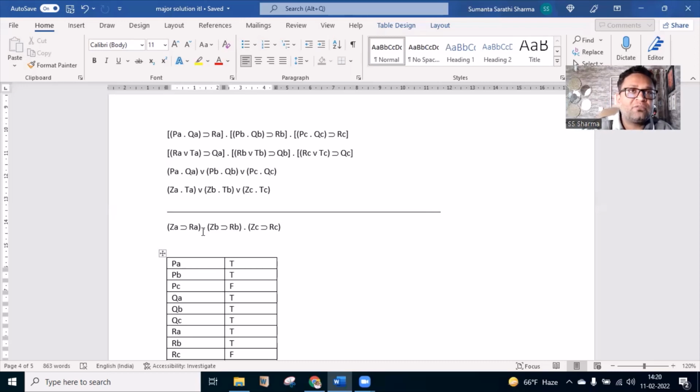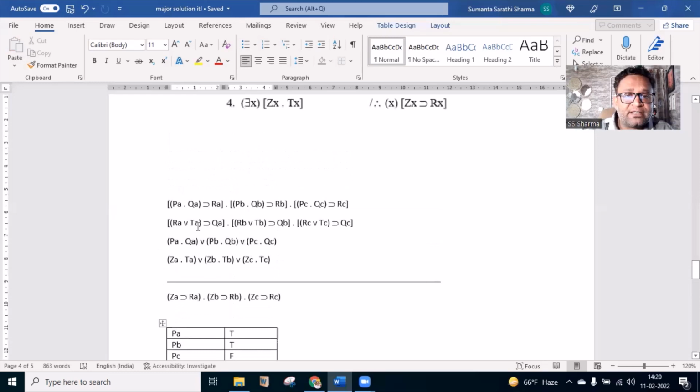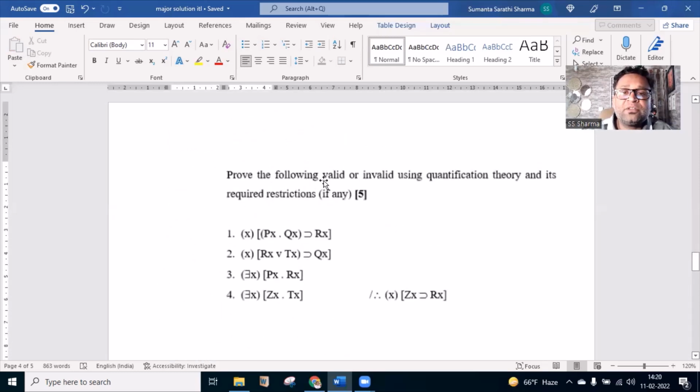So this was the solution of the second question, which was related to proving validity or invalidity. As you can see above, prove the following valid or invalid using quantification theory and its required restrictions, if any. So this was the solution which I could provide to you, but there can be other kinds of solutions as well. Especially with descriptive questions, there can be people who have different solutions, or they have given different examples, or the symbolization scheme has changed and something like that.